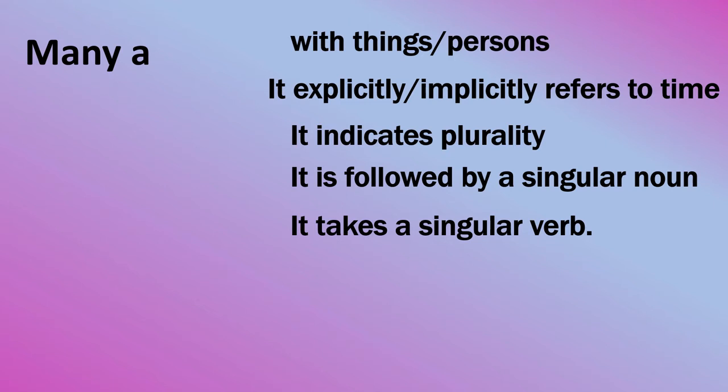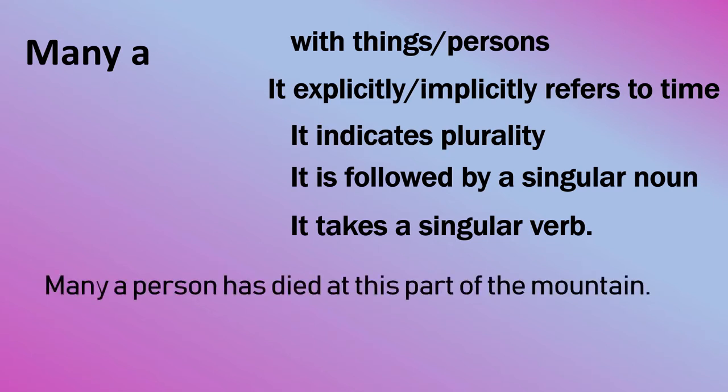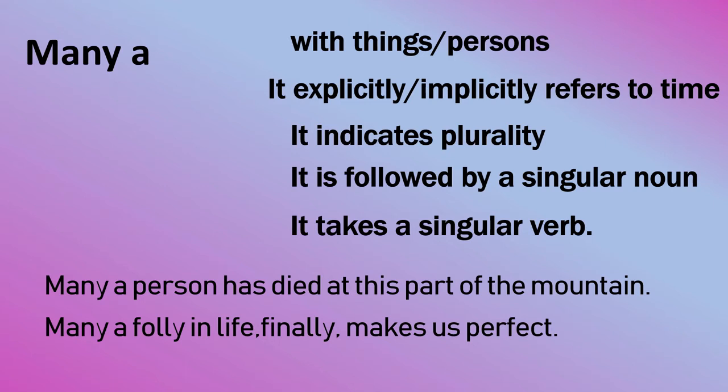Let's go for two examples in order to understand these characteristics. The first is, many a person has died at this part of the mountain. The second is, many a folly in life finally makes us perfect. These are the two examples that give us evidence for these five characteristics. But I am sure that you may be still confused. So we can look into these characteristics in detail.